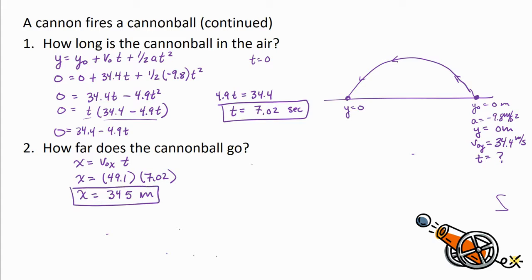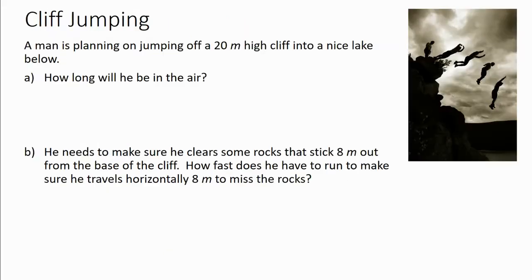So there you go. It's not too bad, right? You just got to split them into their x and y pieces, and you're going to deal with the x piece and the y piece separately. Let's take a look at another example problem. These are called the cliff jumping example problems.